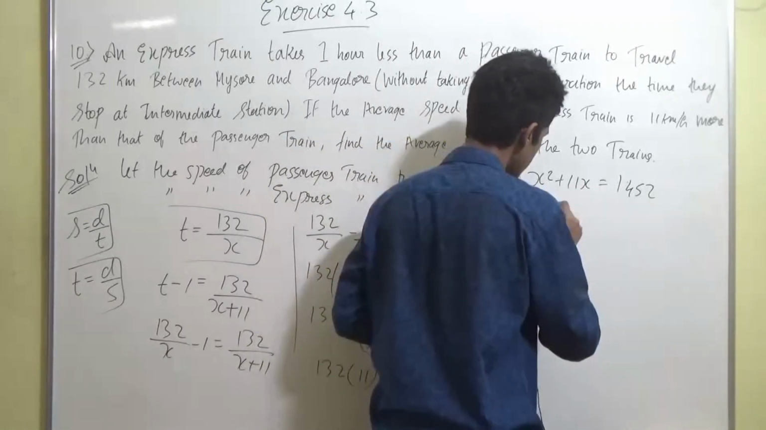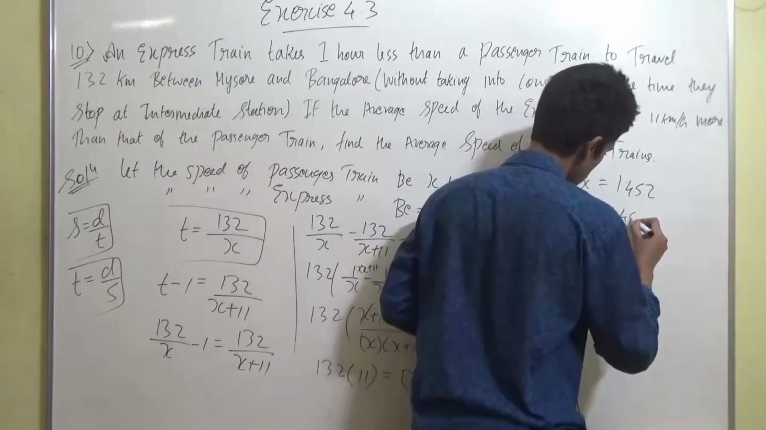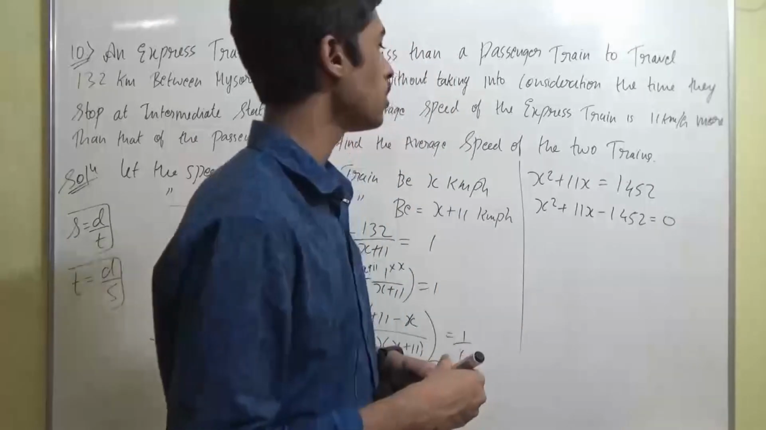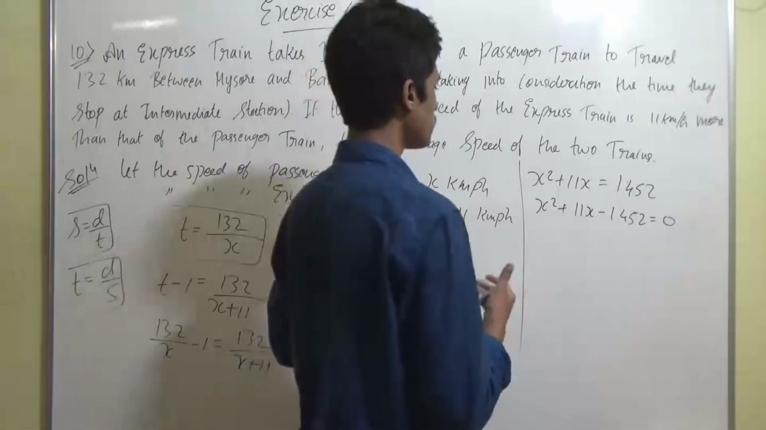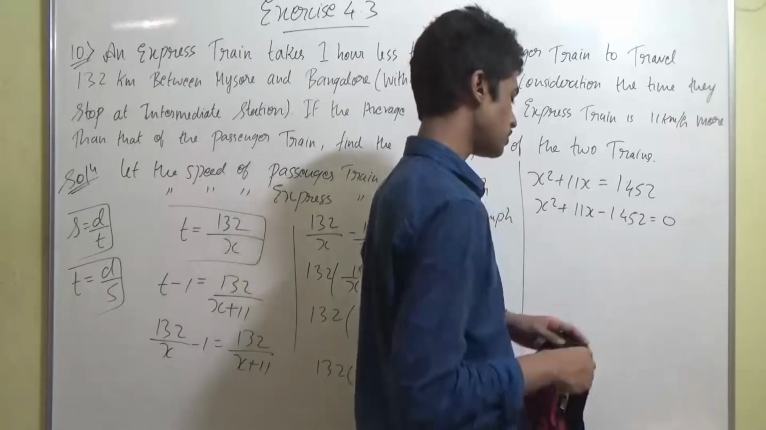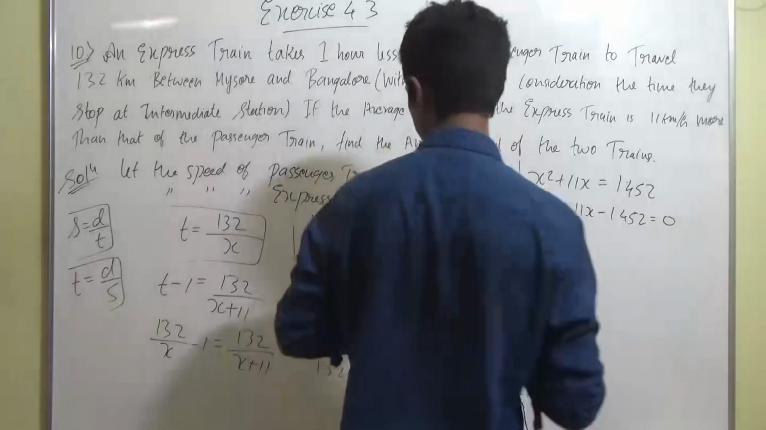All the terms let it be in the LHS equal to 0. Right, now what we'll do? Now we have to find the roots. Okay, so how shall we find the roots? Now here we'll use the quadratic formula and then find the solution.